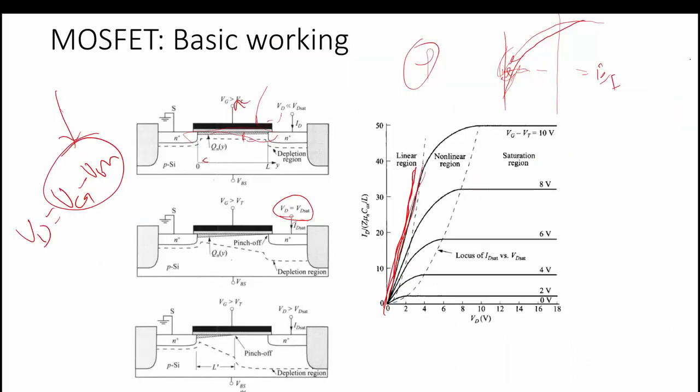Okay, now this is the gate overdrive. Overdrive means whatever voltage we apply above the threshold voltage, which will increase the number of electrons, so the quantity Qn will increase. So the more the charge density, the more the current. This is Vg minus Vt. The more the gate overdrive, the more the current.